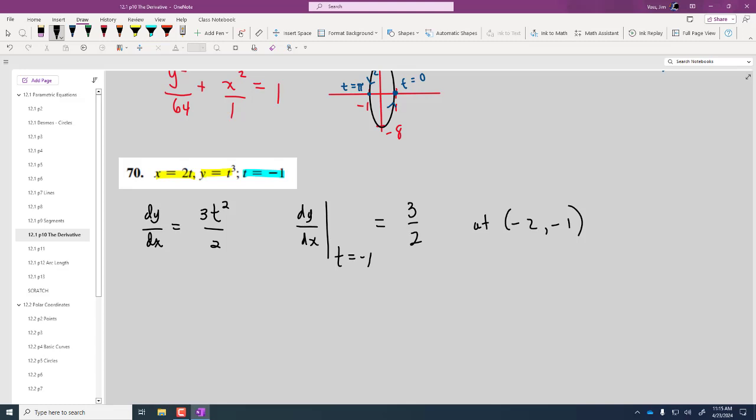So we're plugging this -1 back in for each of these t values to get that ordered pair. So if we were to graph it, this is going to be a cubic, and that would be where the tangent has a slope of 3/2.